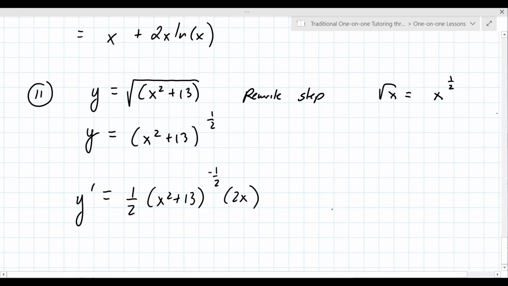I'll write this one down because I think that this might be something that I would probably end up missing, because I'm just not really looking very thoroughly at it. So this would be y equals x squared plus 13 to the 1/2. Y prime equals 1/2 times x squared plus 13 to the negative 1/2 times 2x. Okay.